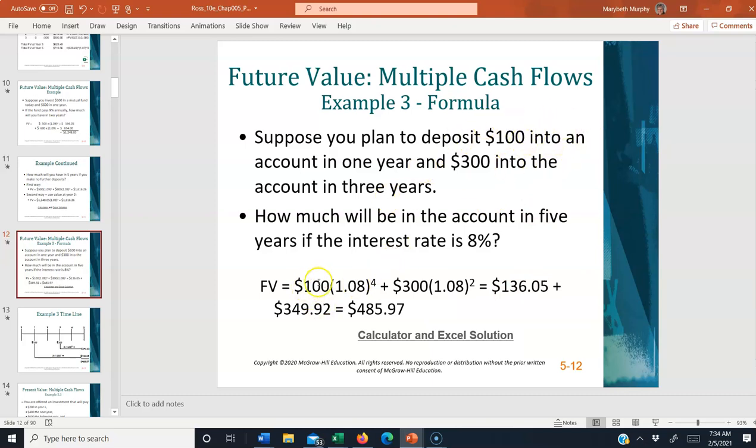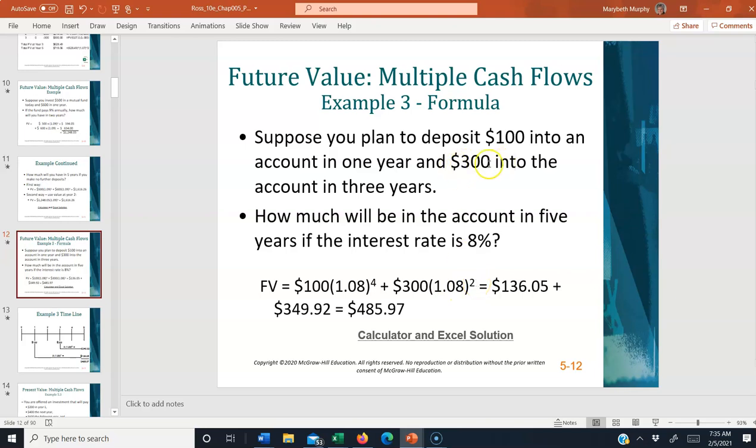So we're going to take that $100 and multiply it by the interest rate, 1.08, and take it to the fourth power because we deposited at the end of 1 year. So it's not going to earn interest that first year. If we look at 5 years out, we take 5 total years minus 1 year in which interest isn't earned, so that's 4, plus 300 times 1.08 squared.